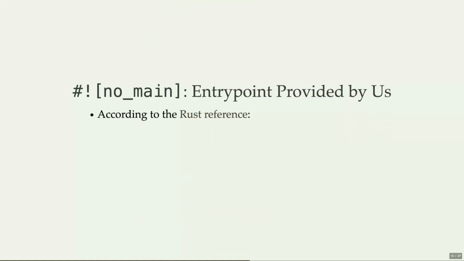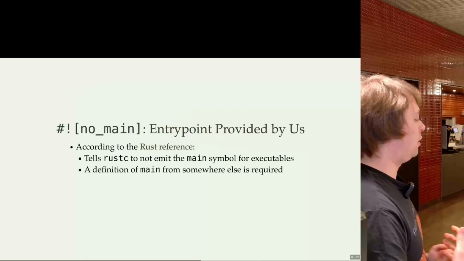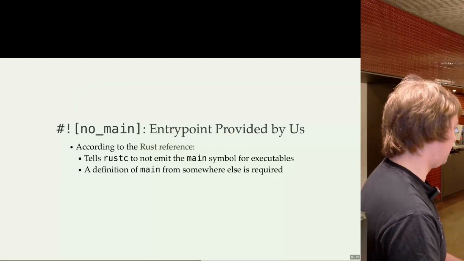Then we have no main. No main means the entry point is provided by us. The Rust reference says to this that rustc should not emit a main symbol for executables, no interaction with the OS, no passing of arguments, and so on. But this also means that a definition of main from somewhere else is required.